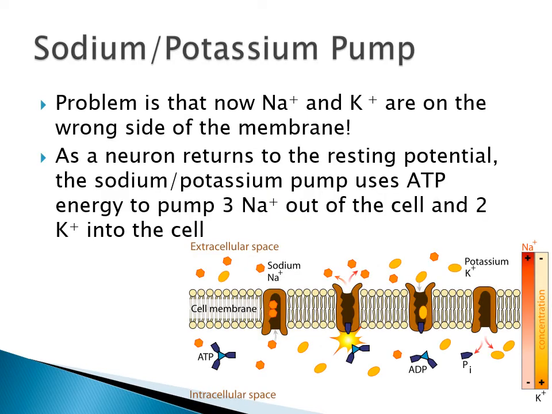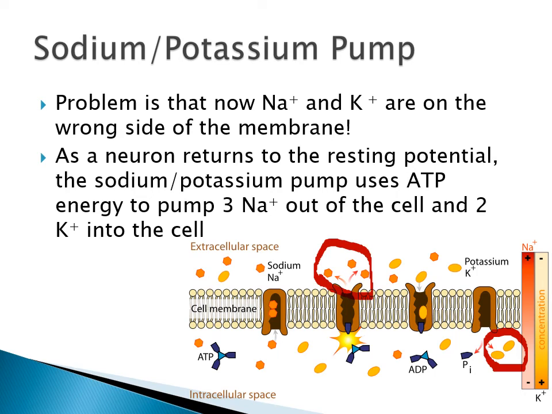All right, so now we've got two problems. One, we overshot our negative 70 millivolt resting potential, and the other is sodium is on the wrong side and potassium's on the wrong side. Sodium's inside the cell and potassium's outside the cell, but our resting potential had sodium outside the cell and potassium inside the cell. So as a result, a neuron's going to return to resting potential using a sodium-potassium pump. So what's going to happen is 3 sodium are going to be pumped out of the cell and 2 potassium are going to be pumped into the cell.